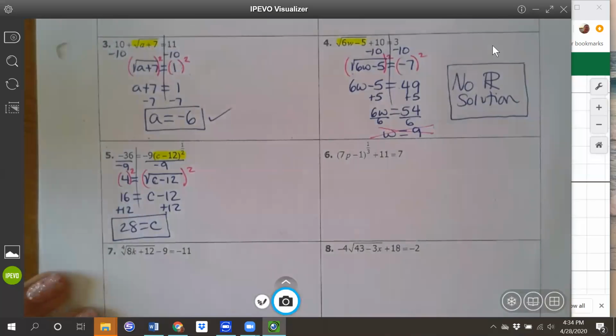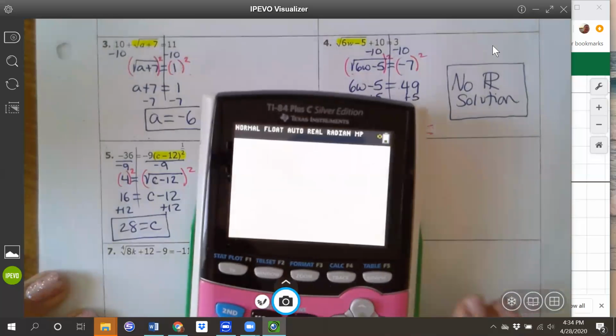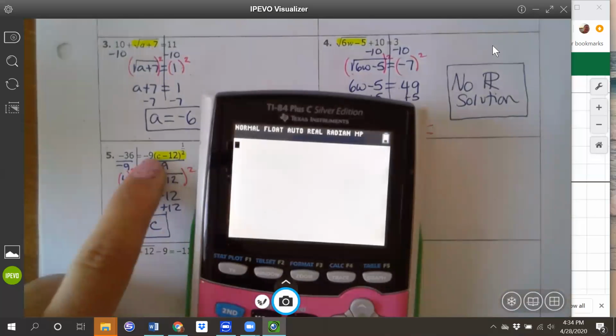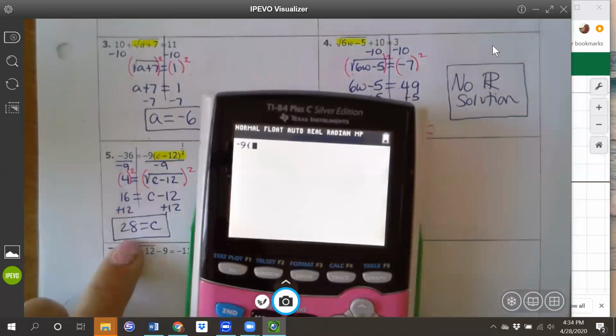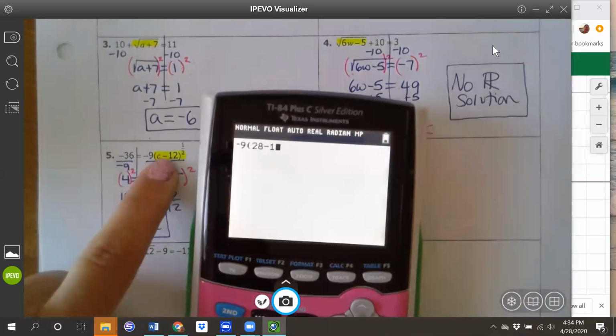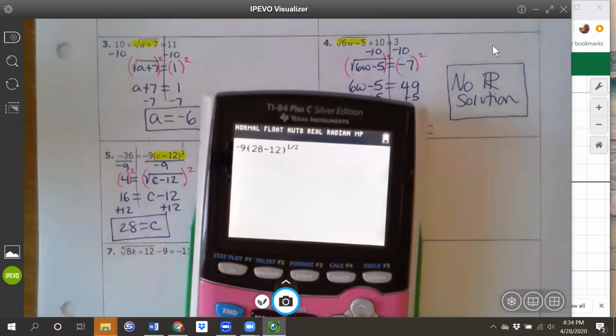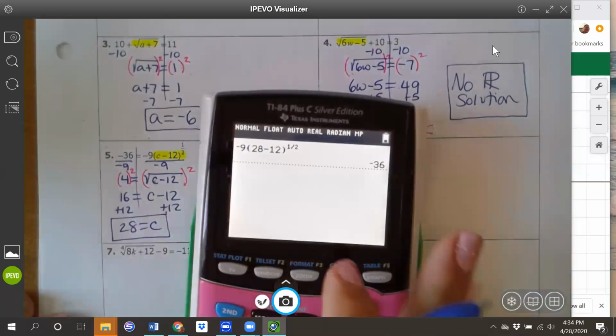All right, let me check that. Now, if you're worried about plugging it in wrong, we'll just use it exactly as you see it. So -9 parenthesis, 28 minus 12, close the parenthesis, raise it to the 1/2 power. I'm typing it in exactly as it was presented to me. That should equal -36. All right, cool.